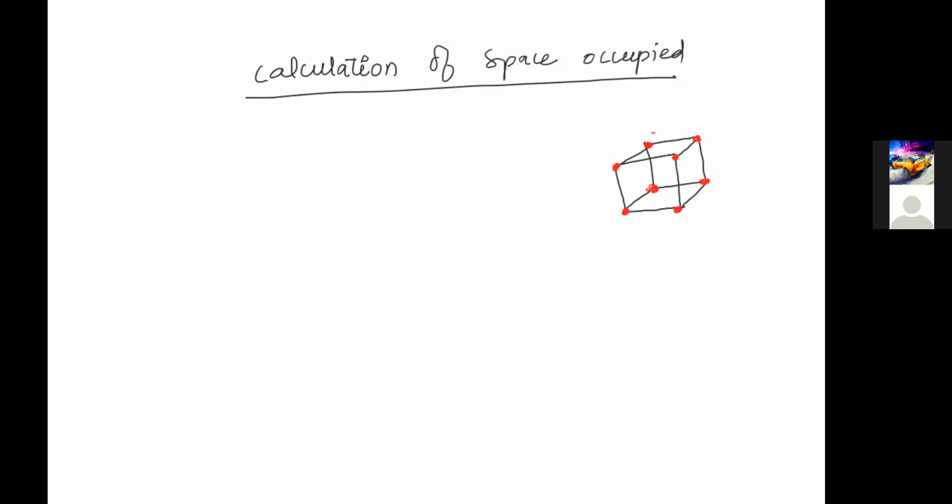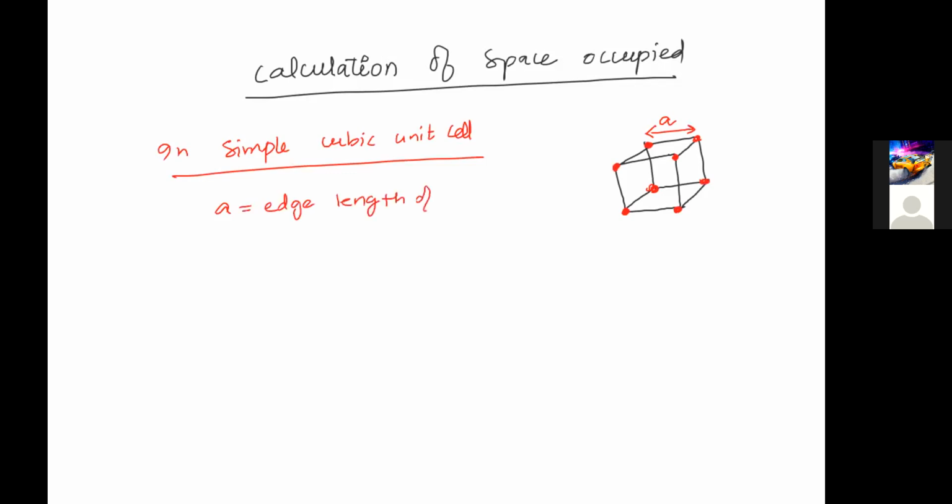Lattice points. Let us assume this is A. Okay, so first I'm calculating this for a simple cubic unit cell. If A is considered as the edge length of the unit cell, and R I consider as the radius of the sphere, that is the atom. You know that here the atom is like this, the atom is like this, and the atom will be like this generally.